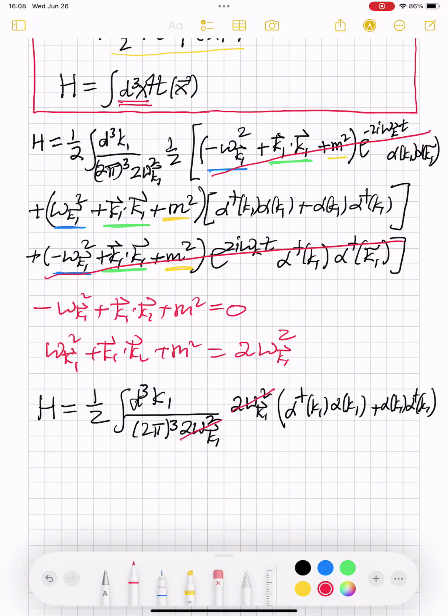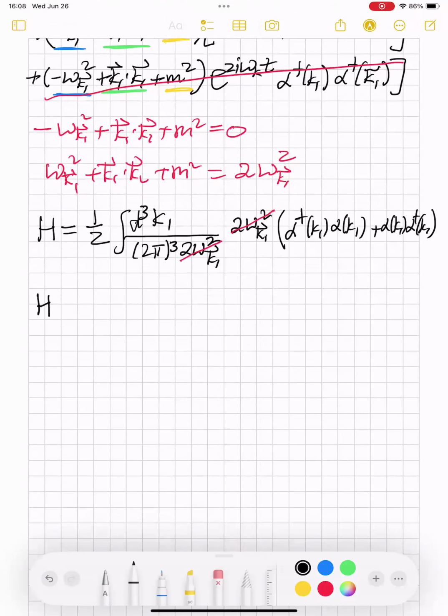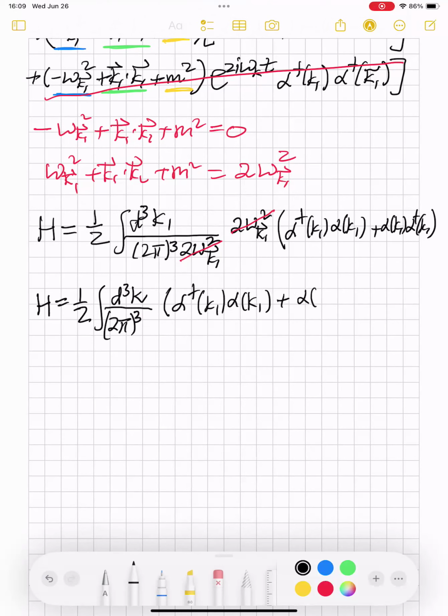So let's just summarize our final answer for the Hamiltonian. H is equal to 1/2 the integral d3k, I'm just going to say k because we needn't say k1 anymore, over 2 pi cubed. No, that's not needed. That's all cancelled. So let's tidy this up a little. And then we've got alpha dagger of k, alpha of k plus alpha of k, alpha dagger of k. What a lovely, simple result.